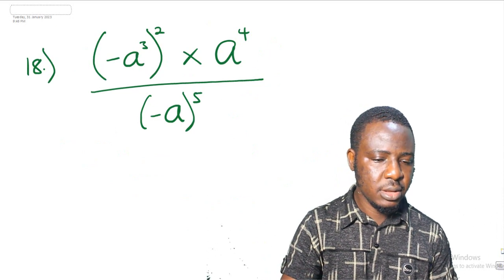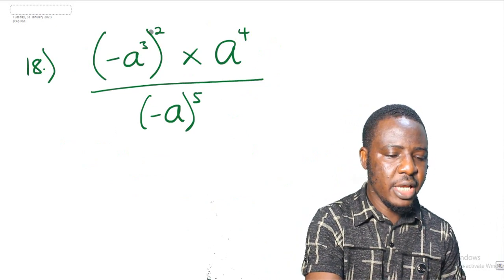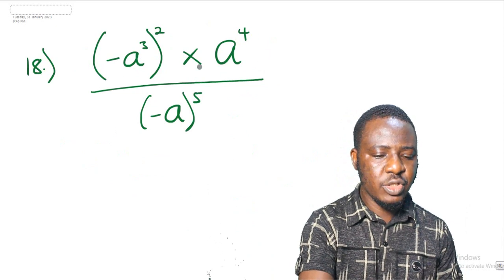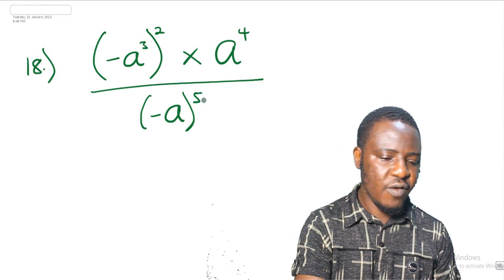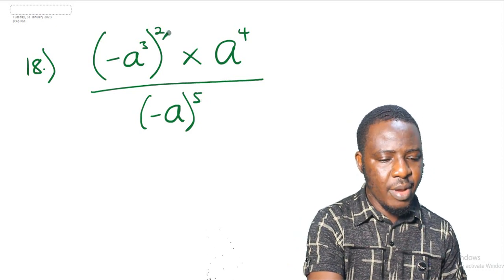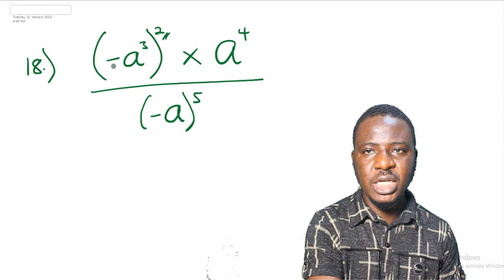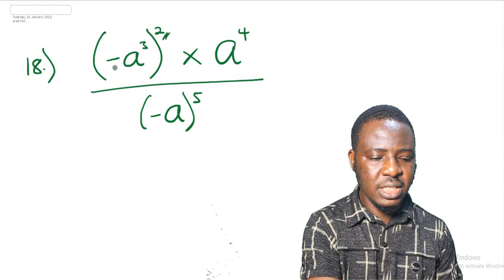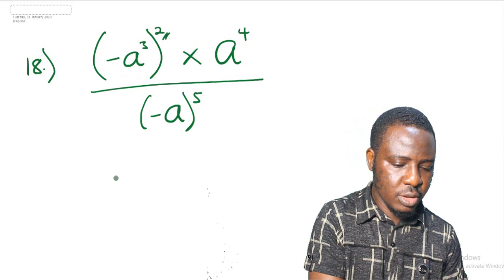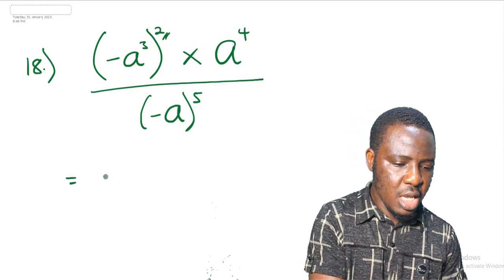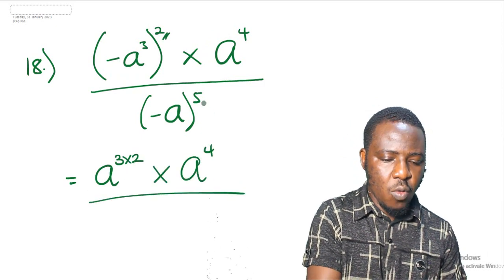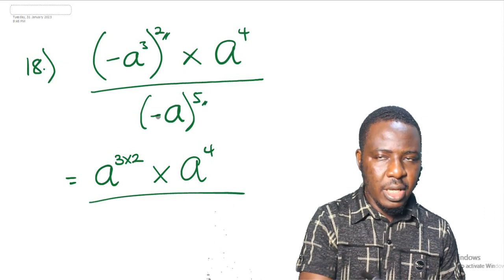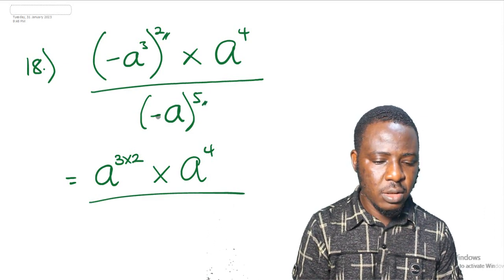Question 18. Simplify minus a cubed squared times a raised to the power of 4, all divided by bracket minus a all raised to the power of 5. Okay, let's apply. Remember, this is an even power, so it's going to change the sign of the constant term in the bracket. This becomes plus, so it becomes plus 1, a raised to the power of 3 times 2, times a raised to the power of 4. While since this is odd, it has no effect on the power.